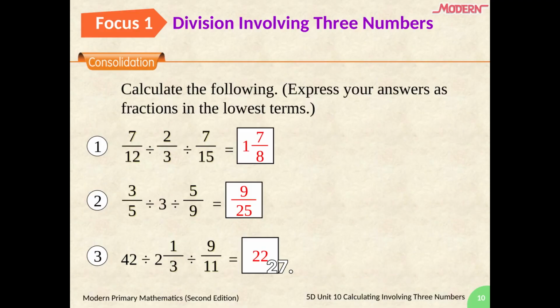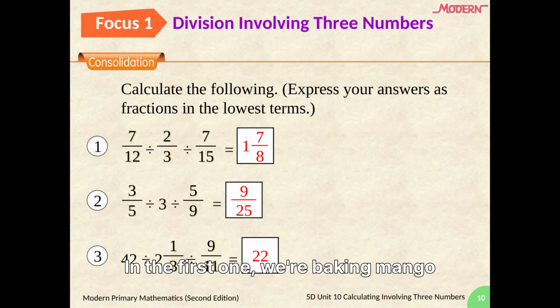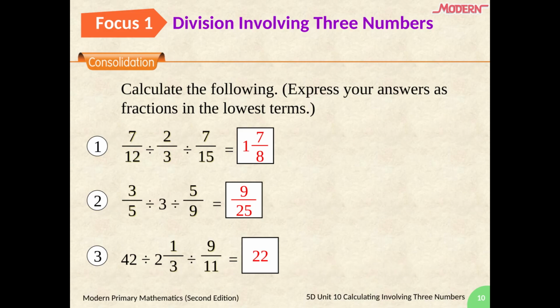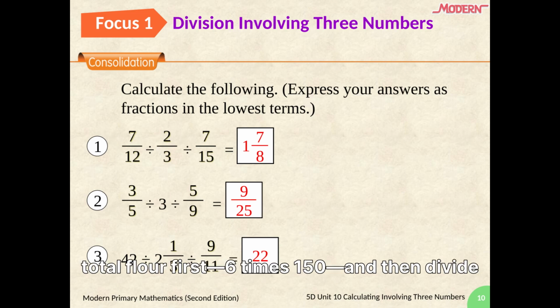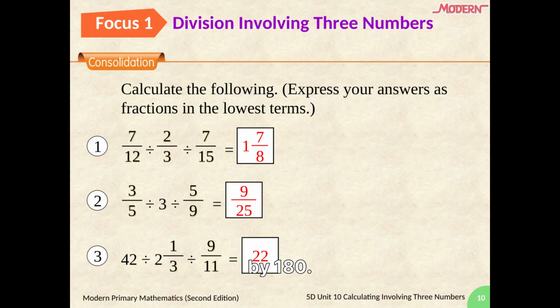Let's get started. Let's look at the preview on page 27. We have two interesting problems. In the first one, we're baking mango cakes. We know 180 grams of flour is needed for one cake, and we have 6 bags of 150 grams each. The thinking way is to find the total flour first, 6 times 150, and then divide by 180. That gives us 5 cakes.